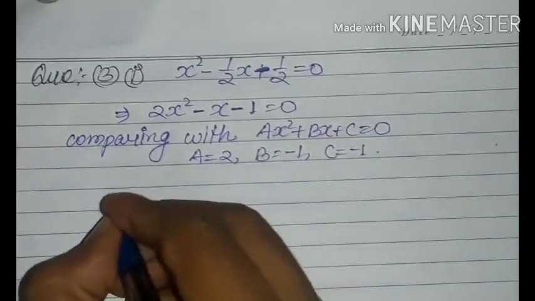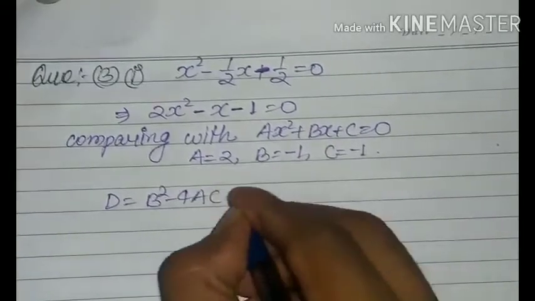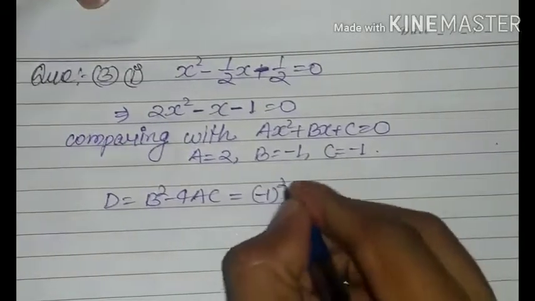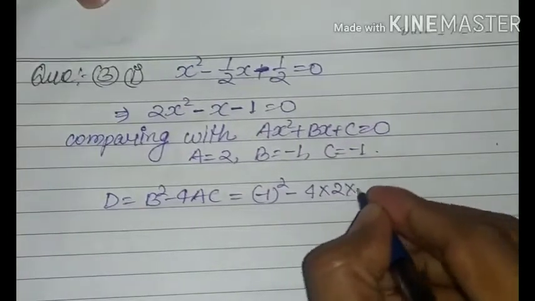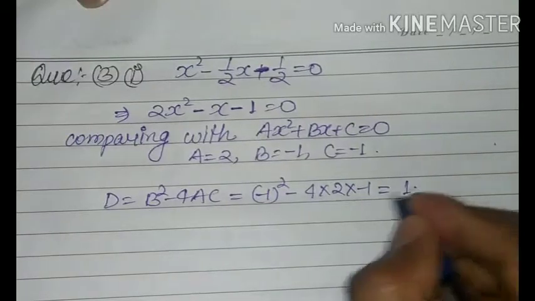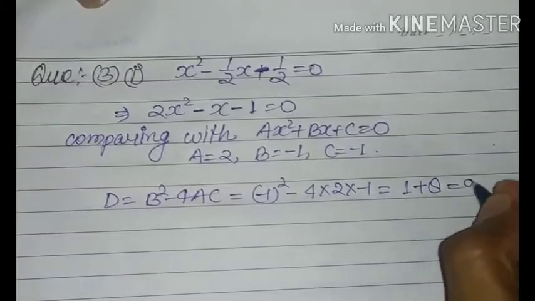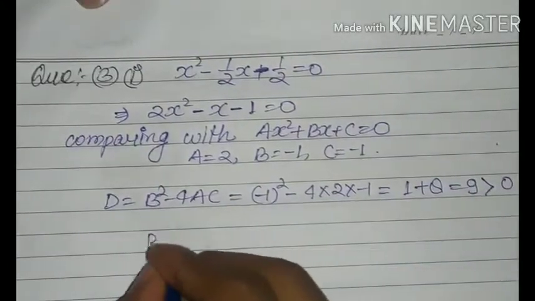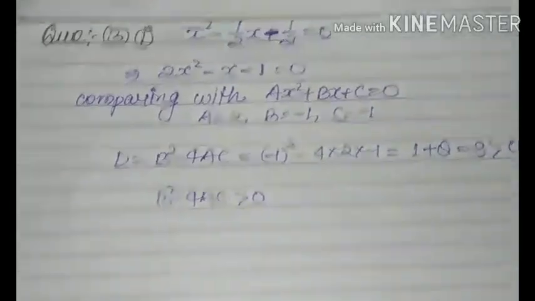Okay, then the value of discriminant D = b² − 4ac, and by putting the values of a, b and c, it will be (−1)² − 4 × 2 × (−1). Then (−1)² is 1, and minus minus will be positive, and 4 times 2 is 8, so 1 + 8 = 9. Clearly it is greater than 0, which means the discriminant b² − 4ac is greater than 0, by the first case.